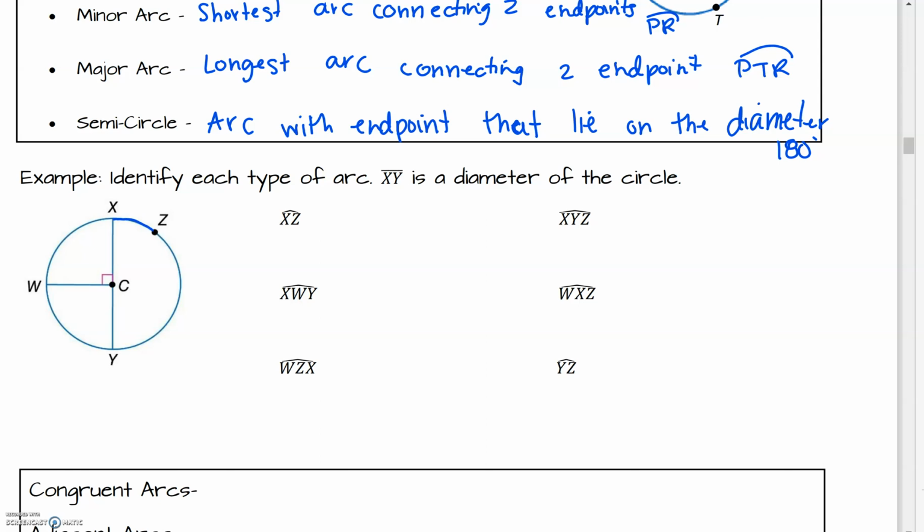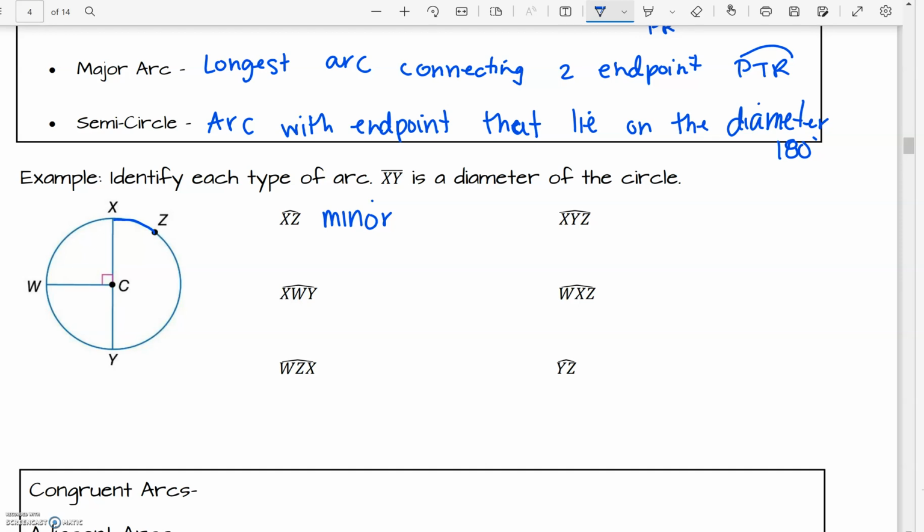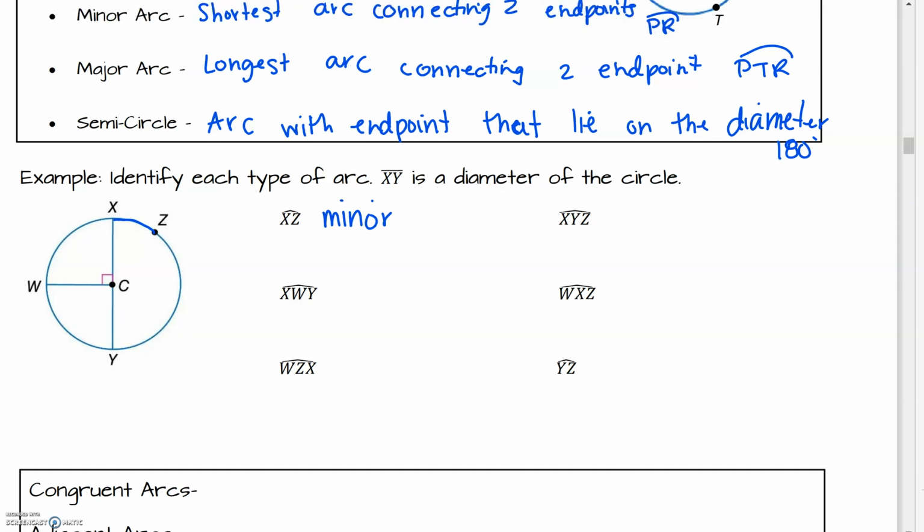So XZ, that arc right there would definitely be a minor arc because it is the shortest distance. And we can also think of it like if it's less than 180, usually it's your minor arc, and more than 180 is your major. But next we have XYZ. Did I go the right way? Yeah. X, Y, and then Z. And it tells you go from here to that one to that one. So yeah, that's definitely a major arc there.